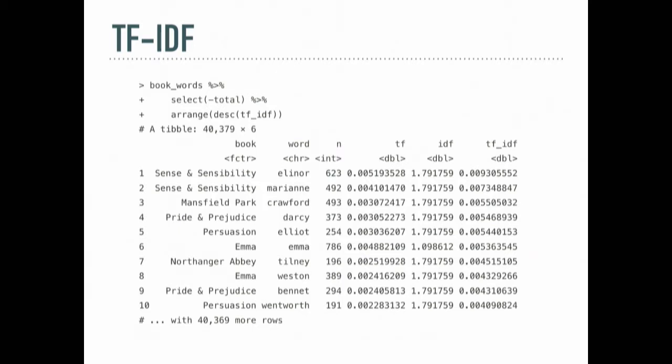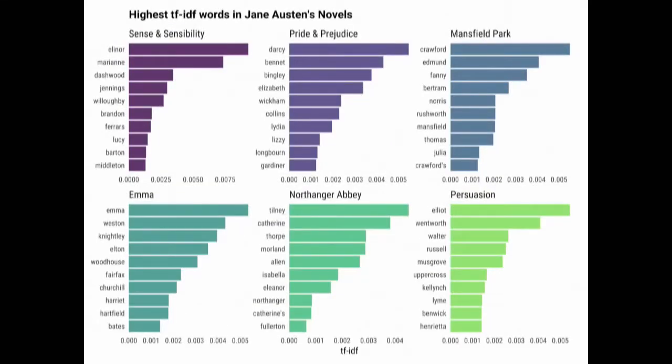If you're familiar with Jane Austen's novels, you know who these people and places are. Even if you're not familiar with Jane Austen's novels, you can see that these are proper nouns. These are the names of people and places. So what this is telling us is that Jane Austen used consistent language through all of her novels, and what is most distinctive when comparing one novel to another is the people and places. That's what TF-IDF does. That's what it measures.